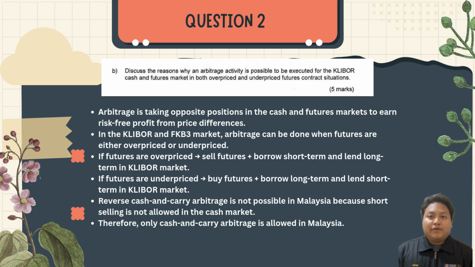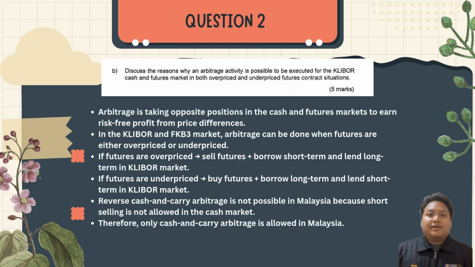Specifically, if a futures contract is overpriced, a trader will sell it in the futures market while simultaneously initiating short-term borrowing and long-term lending in the LIBOR market. Conversely, if the contract is underpriced, they will buy it in the futures market while executing long-term borrowing and short-term lending in the LIBOR market.